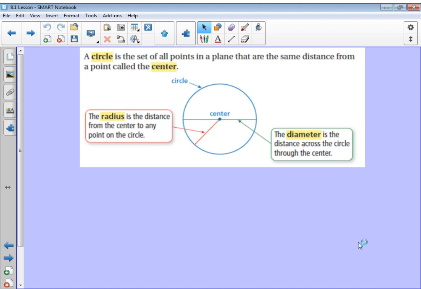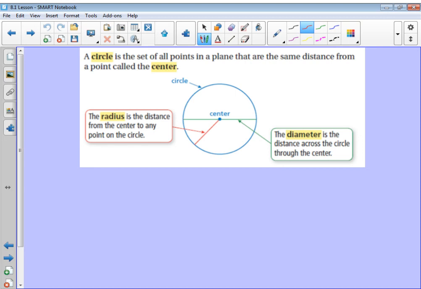Okay, in this lesson, we're going to be working with reviewing parts of circles and then finding area and circumference of circles. So first of all, a circle is a set where all points in the plane are the same distance from the center point.